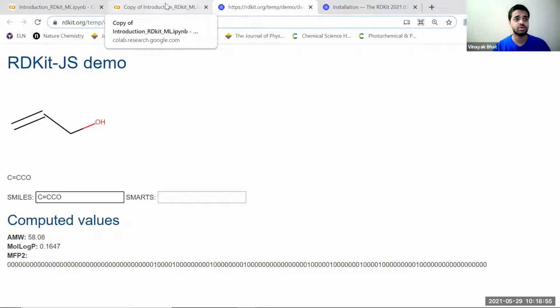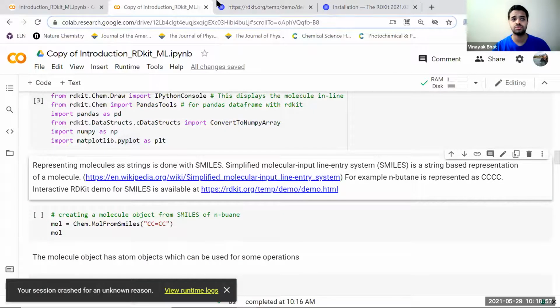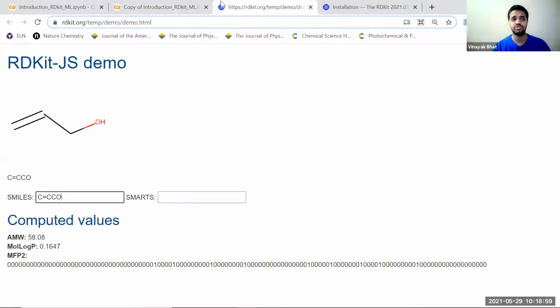Okay. I hope you guys can still see my browser when I'm moving from one tab to the other.